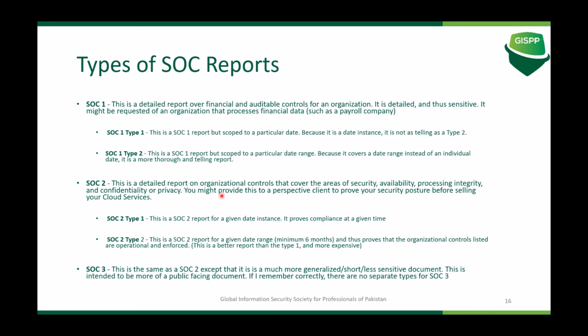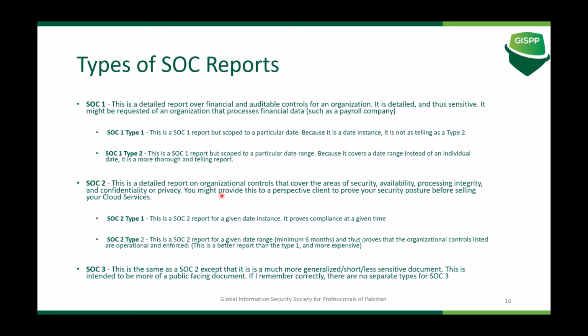Again, the audience will be very limited. Then we have the SOC 1 type 2 report. It is scoped to a particular date range, maybe within a fiscal year of an organization, from January to July. That audit covers that specific range. Because it covers a date range instead of an individual date, it is a more thorough and telling report. This report has more information because obviously it spans multiple months, right? It has a range associated with it.